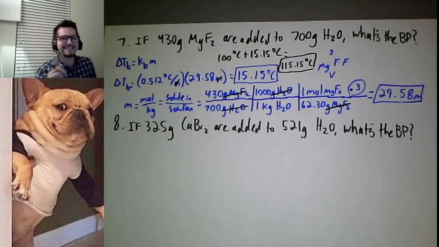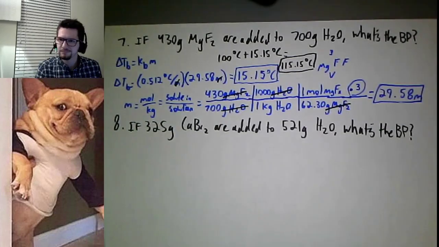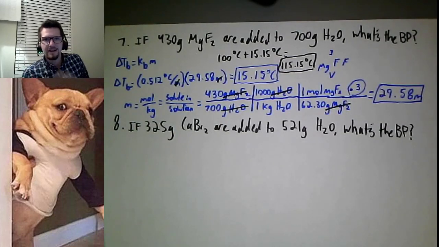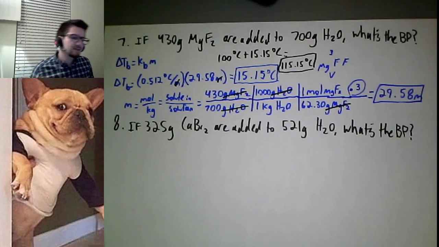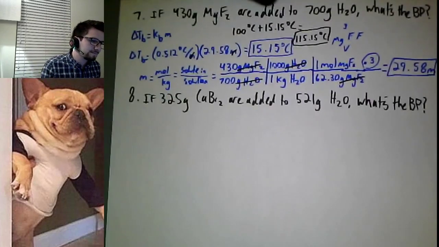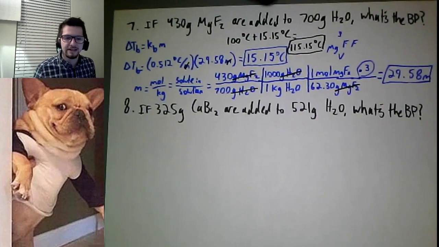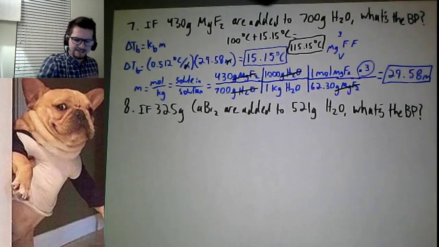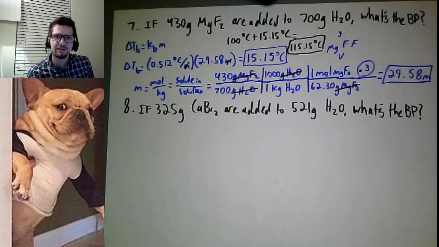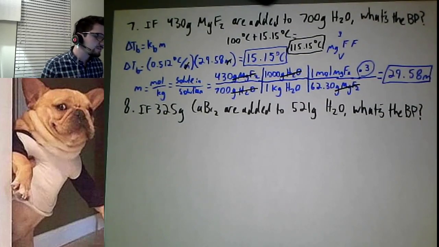Now you just have to do the exact same thing with number 8. I'm not going to make you do a freezing point depression problem, because the boiling point and freezing point problems are done exactly the same. The only difference is that you'll use KF instead of KB, and the change in freezing point temperature instead of the change in boiling point temperature. So let's just do these problems.